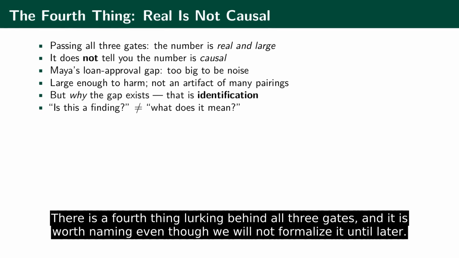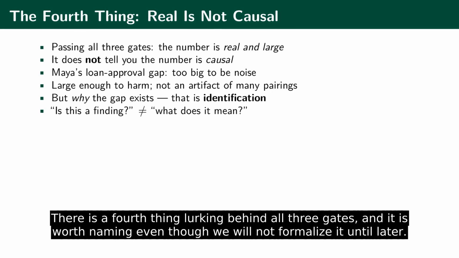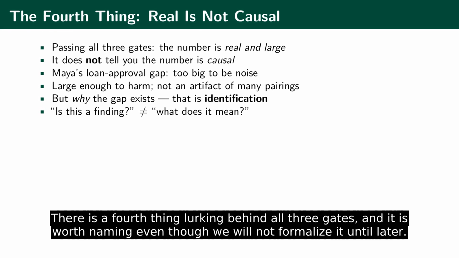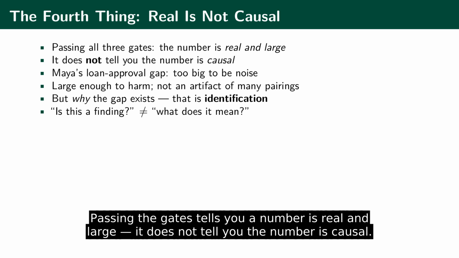There is a fourth thing lurking behind all three gates, and it is worth naming even though we will not formalize it until later. Passing the gates tells you a number is real and large. It does not tell you the number is causal.